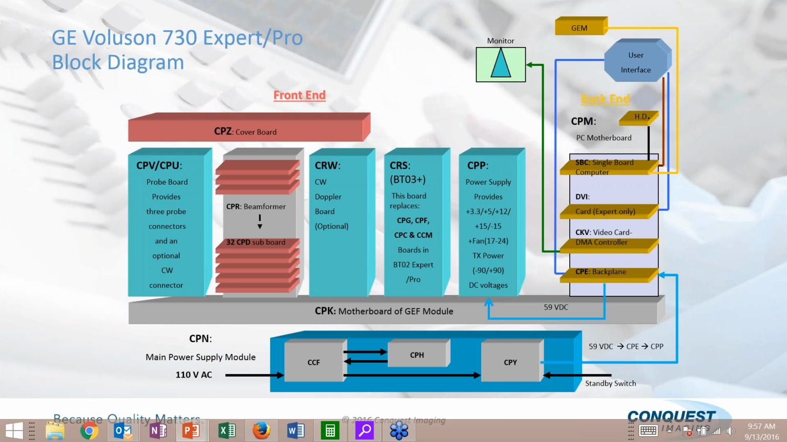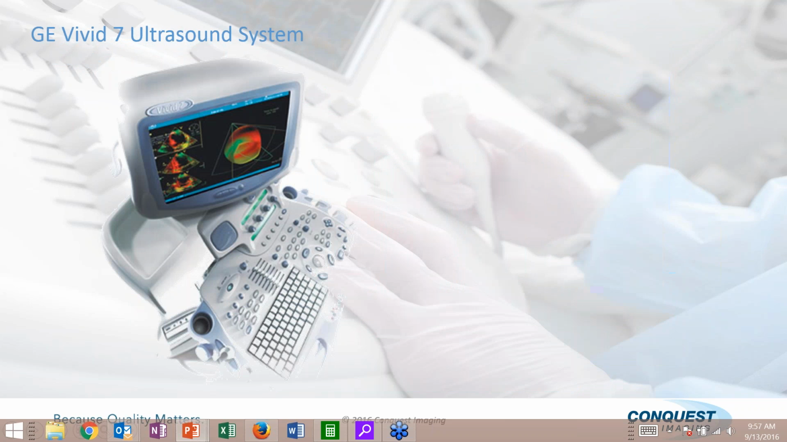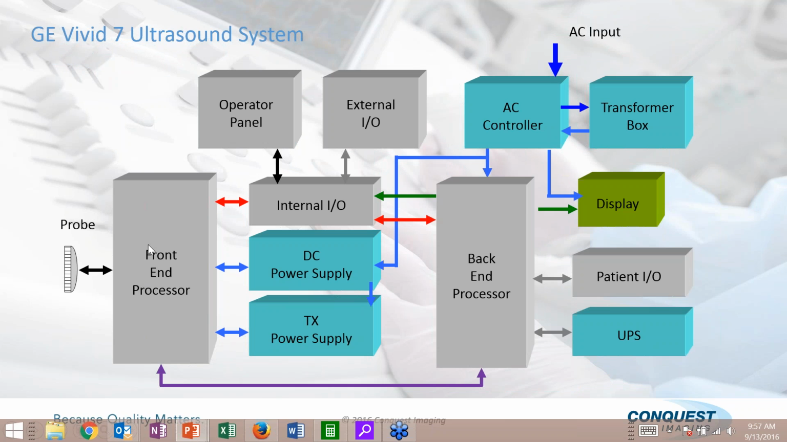This is a GE Voluson. The GE, let me skip back. The GE Voluson, a little bit different architecture. So we have our main power supplies. We have our beamformers that send the signals into the body and out of the body. We have our CPU, and we have our back end, which processes all these signals. This is a GE Vivid 7. Again, we have our front end, our back end, and our display.